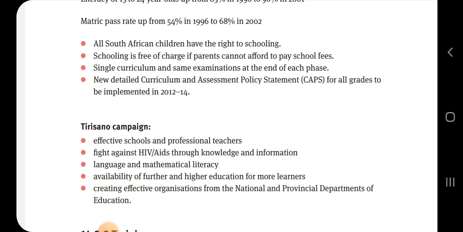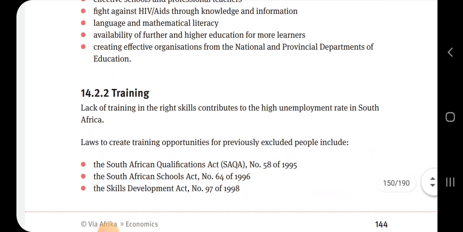So they were going to schools, informing people, the language and mathematical literacy, availability of further and higher education for male learners. There we have NSFAS paying for a lot of learners, creating effective organizations from the national and provincial Department of Education. And then let's talk about training.